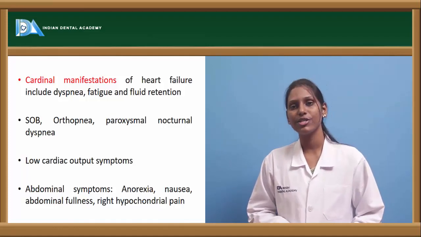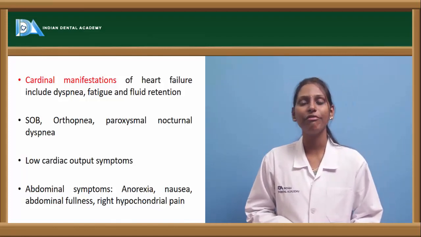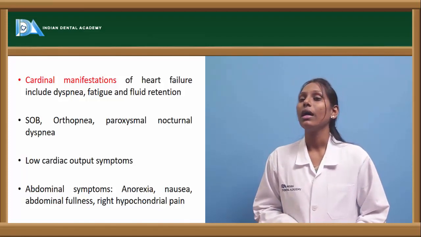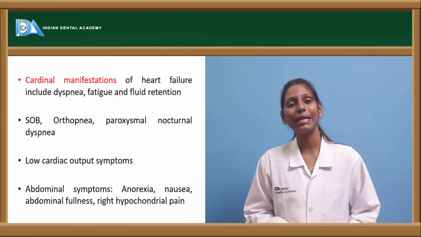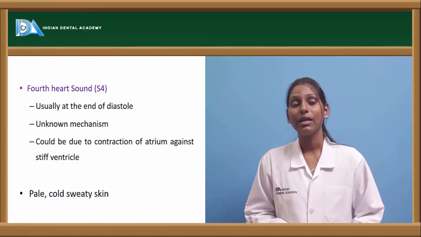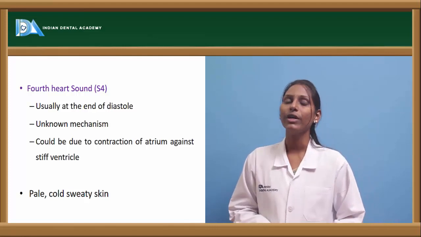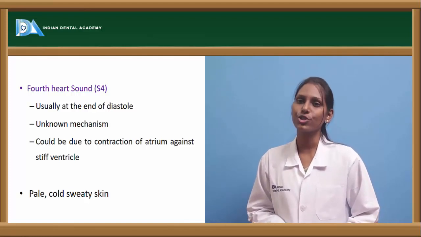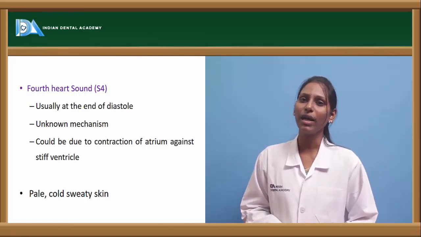What are the cardinal manifestations of CCF, that is congestive cardiac failure? It includes dyspnea, fatigue and fluid retention, dyspnea on exertion, orthopnea, and paroxysmal nocturnal dyspnea, low cardiac output symptoms, and abdominal symptoms which include anorexia, nausea, abdominal fullness, and right hypochondrial pain. These are the clinical cardinal manifestations of CCF. Another important feature is the fourth heart sound, S4, usually heard at the end of diastole. The mechanism is unknown, and it could be due to contraction of the atrium against a stiff ventricle. Usually the skin in these cases is pale, cold and sweaty.